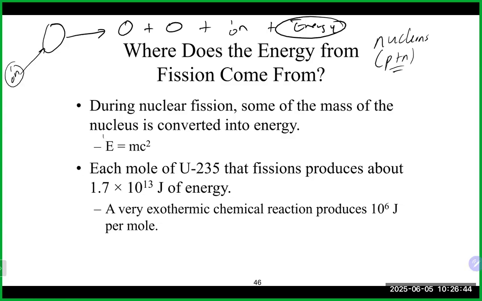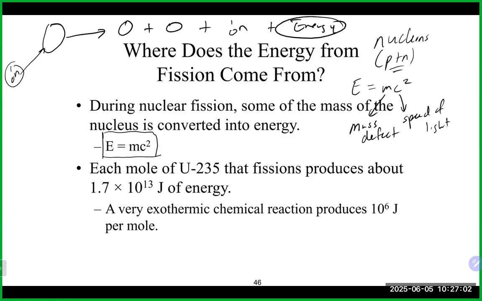And one way that you can calculate the energy is by using Einstein's equation here, E equals mc squared. M in this case is what is referred to, as we'll talk about in a second, the mass defect. C is the speed of light, which is basically 3 times 10 to the 8 meters per second. So you could actually use this to calculate the energy that comes as a result of this fission reaction.